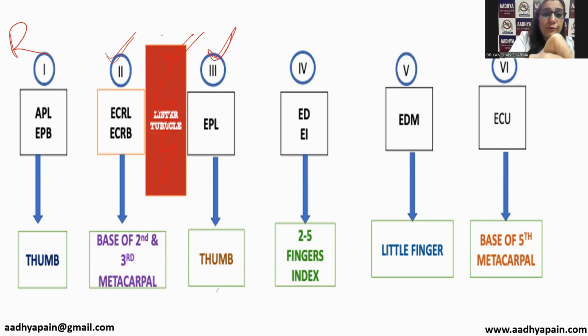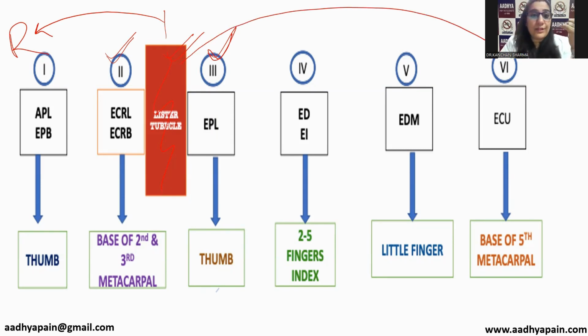So if I move from the Lister tubercle towards the radial side, I will be seeing the compartment 2 first and then followed by the compartment 1. And if I move from the Lister tubercle towards the ulnar side, I'll be seeing the 3rd compartment, then the 4th, then the 5th, and then the 6th compartment.